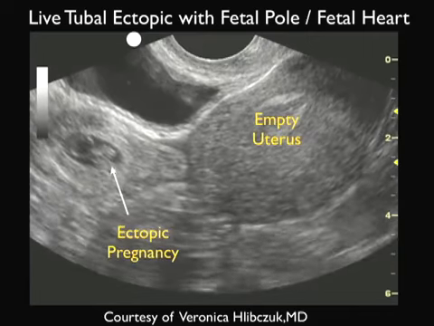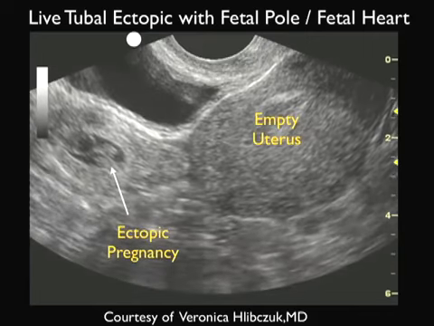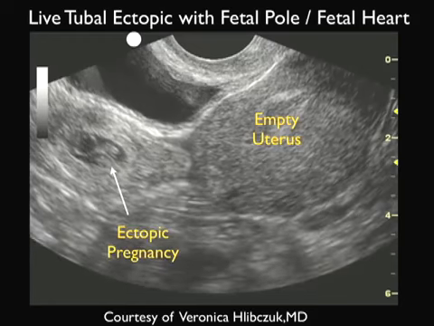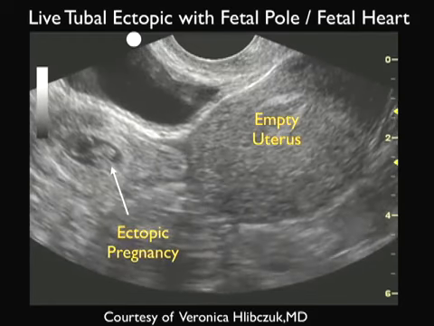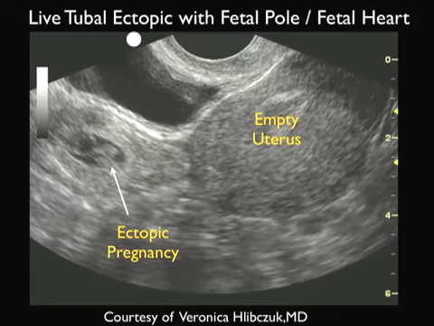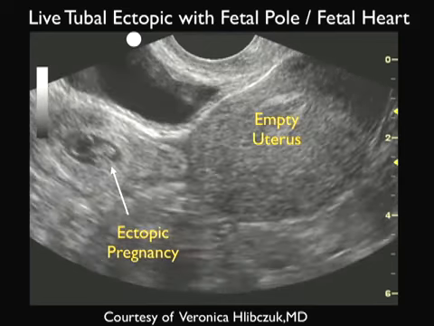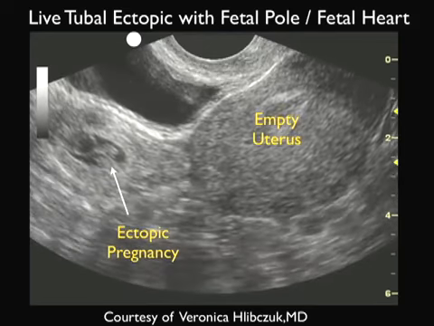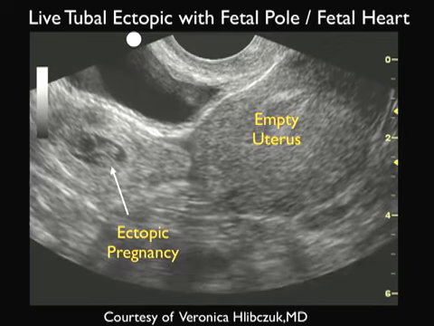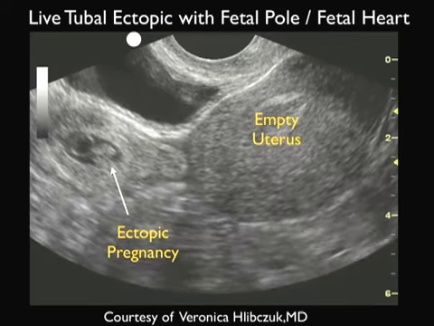Now notice that on first glance, one might misidentify the ectopic pregnancy as being within the uterus, as being an intrauterine pregnancy. But close attention to the anatomical orientations of the uterus versus the location of the ectopic will help you to sort that out. So this was a definitive ectopic pregnancy needing surgical management.